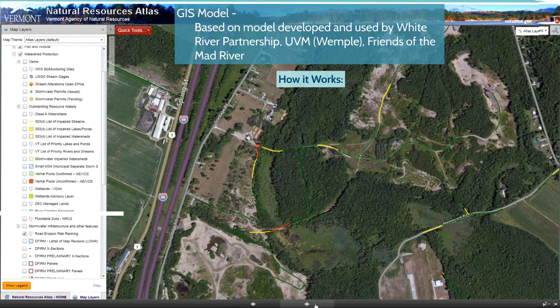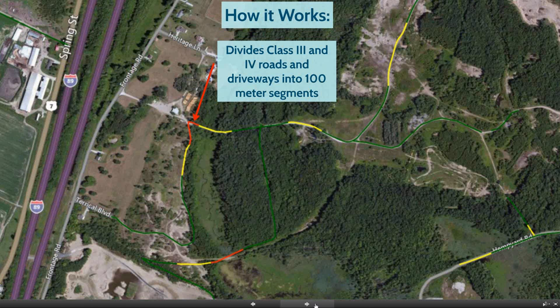And so this is done using GIS, and the way it works is that the GIS analysis first would divide up Class 3 and Class 4 roads and driveways into 100-meter segments. And those 100-meter segments are evaluated for a number of different factors, which are listed here: the proximity to any water bodies, road slope is assessed for each 100-meter segment, the soil erodibility of that segment is analyzed, and other culvert assessment data is utilized within this assessment.